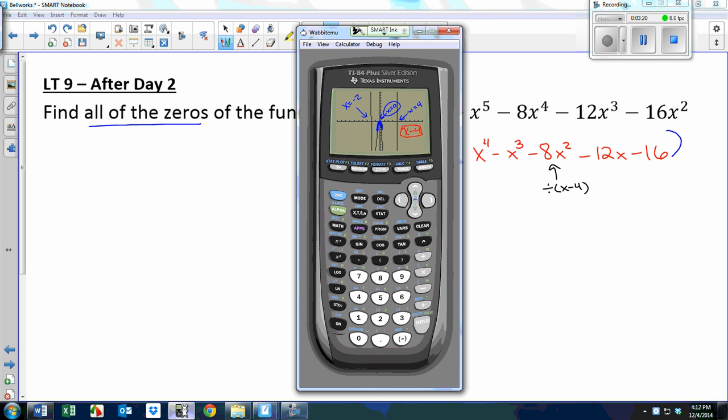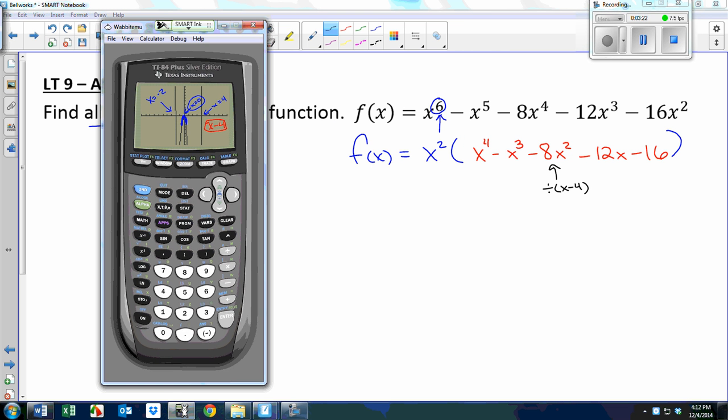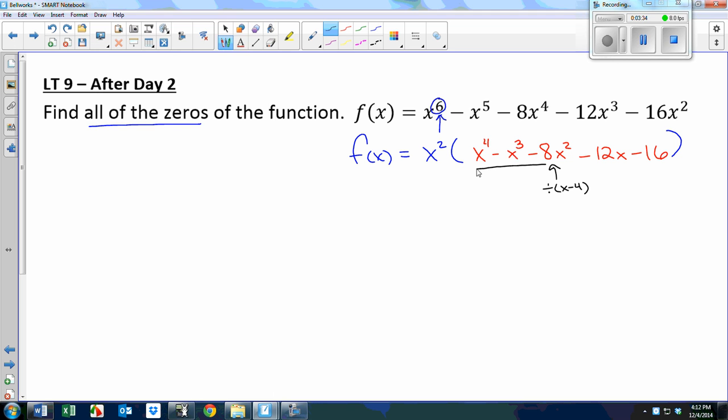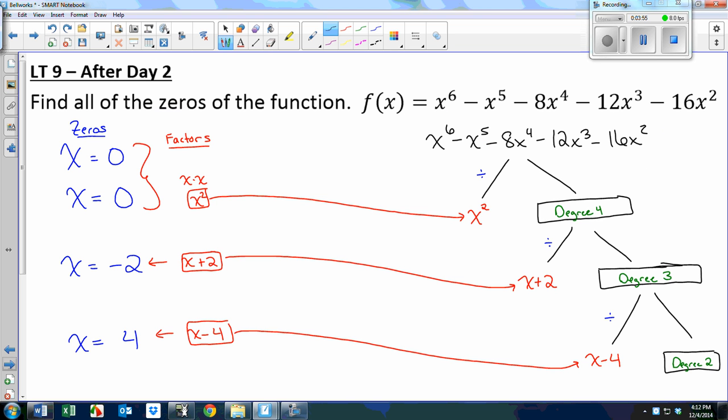If we look back at the picture, it also crossed at x equals -2. So if x equals -2 is a zero, x plus 2 is a factor. Not only is our function x to the 4th minus x cubed minus 8x squared, and so on, divisible by x minus 4, it's also divisible by x plus 2. So we do have a choice here: we can either divide by x minus 4 or divide by x plus 2. I also wanted to show you this visually as a factor tree, so it might make a little more sense.